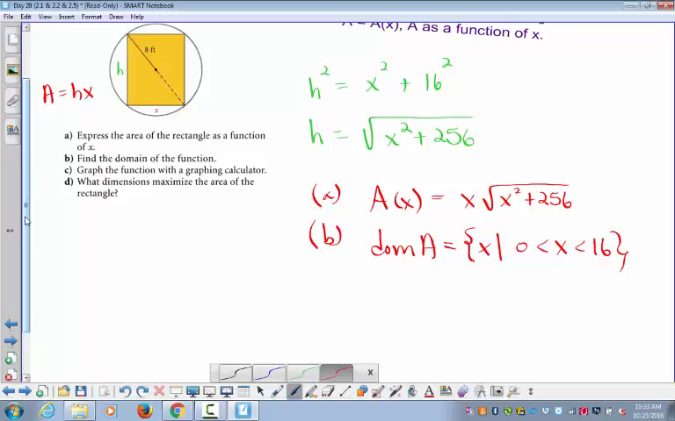All right, graph the function with a graphing calculator. We can graph that in Desmos easily. What dimensions maximize the area? We can do that using a calculator. In calculus, you would do the derivative, set it to 0, and find it. For us, all we can do right now is graph it and see what x value makes the area the biggest. So let's just go over to Desmos and graph that thing.